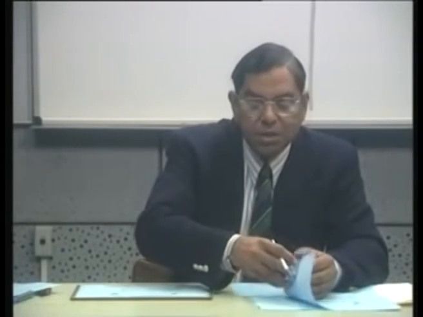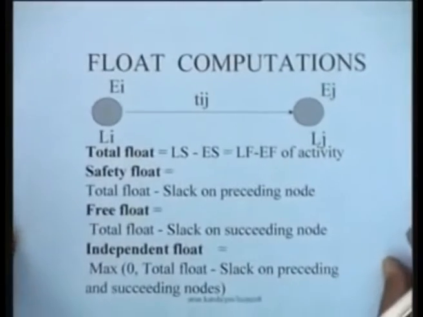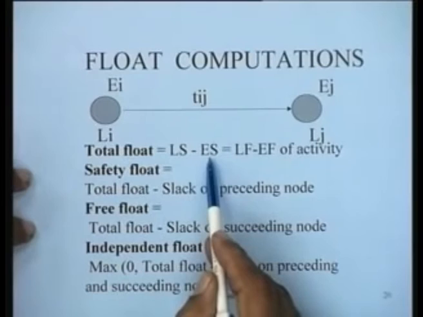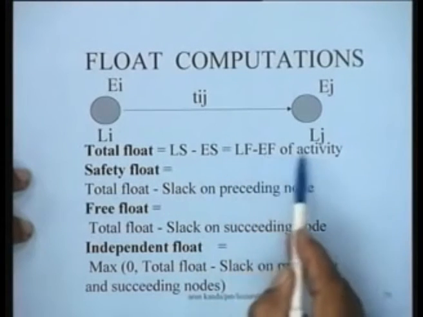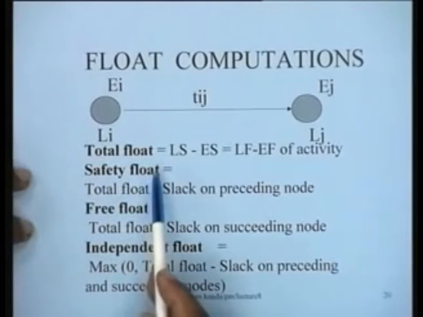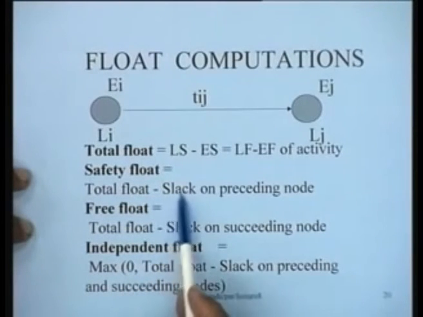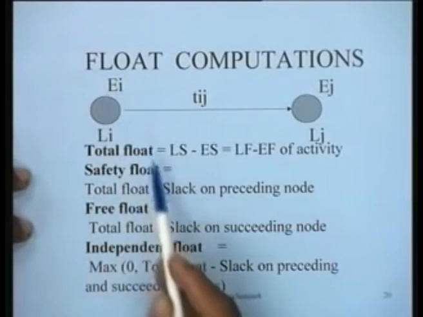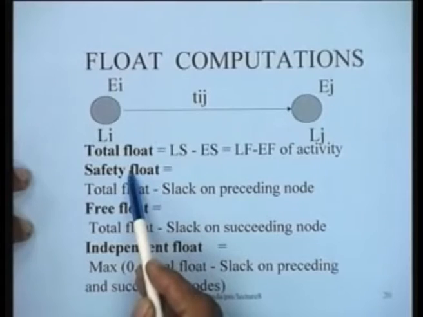For computations of these floats, you can see from these expressions, a convenient form is that the total float, the way we calculated this, is latest start minus early start, or latest finish minus early finish of the activity. For computing the safety float, we can simply calculate the total float and subtract from it the slack on the preceding node, that is Li minus Ei. Total float minus slack on preceding node will give me the safety float.